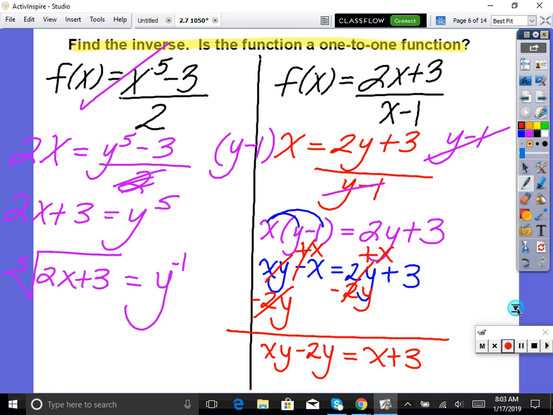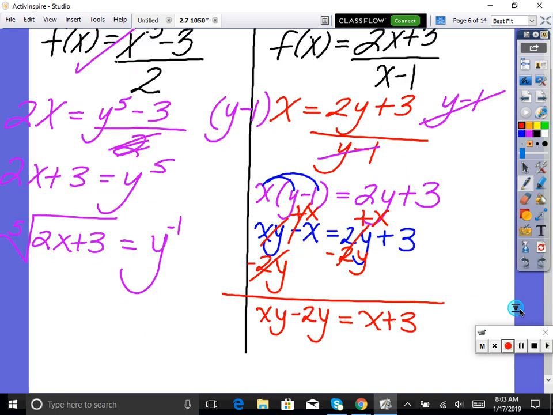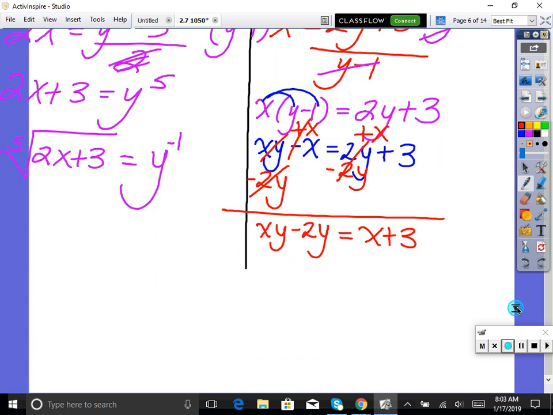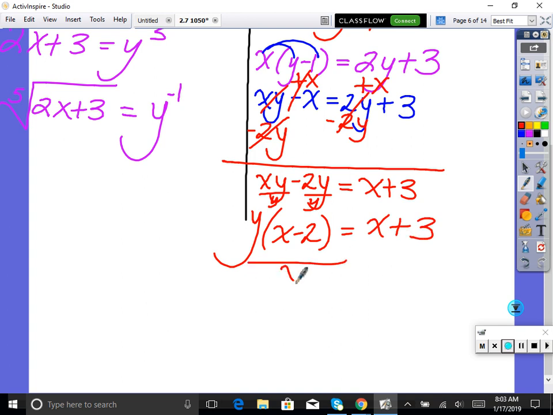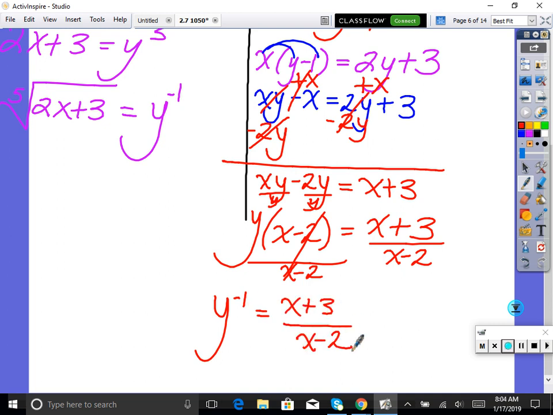And now what we can do is, on the left side, I can factor out a y. Then divide by y, divide by y. So then left is y times (x minus 2) equals x plus 3. And then look how nice, we have one last step to get y alone. Divide by x minus 2, divide by x minus 2. So my inverse, y inverse, is equal to x plus 3 over x minus 2.